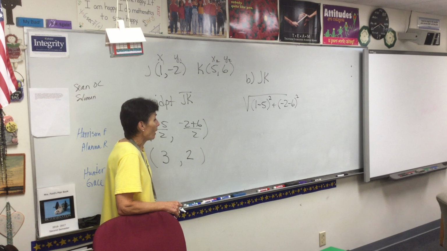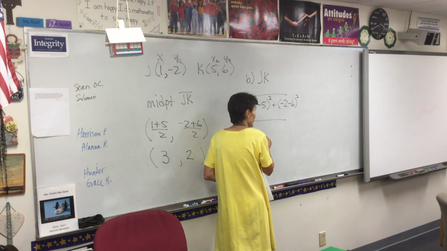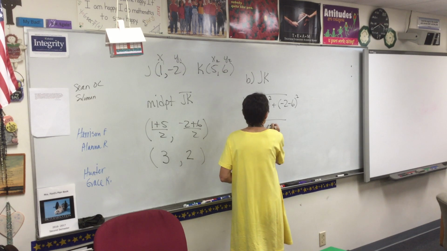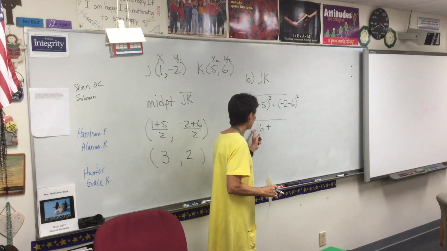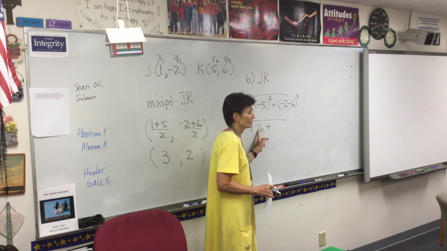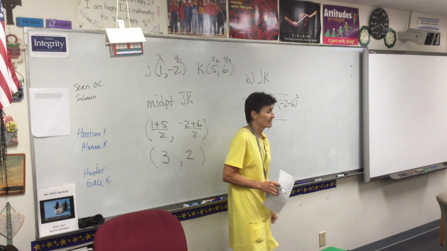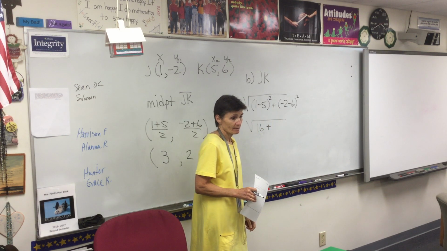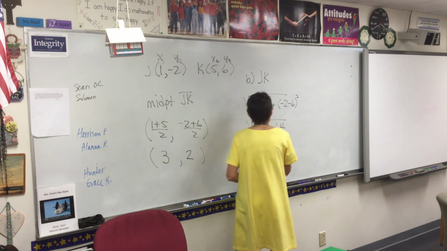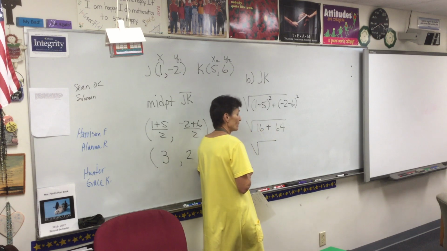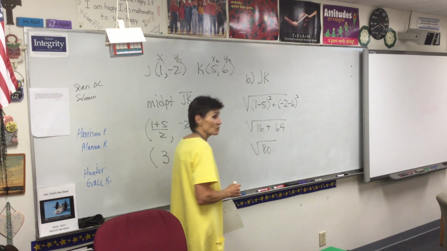All right, so here we go. 1 minus 5. 4 squared is 16. Remember, when you square, it's going to become positive. There shouldn't be any negatives under here. When you're squaring, it's automatically going to be positive. Negative 2 minus 6. Negative 8 squared is 64. Adding together, we get the square root of 80, which we have to break down.